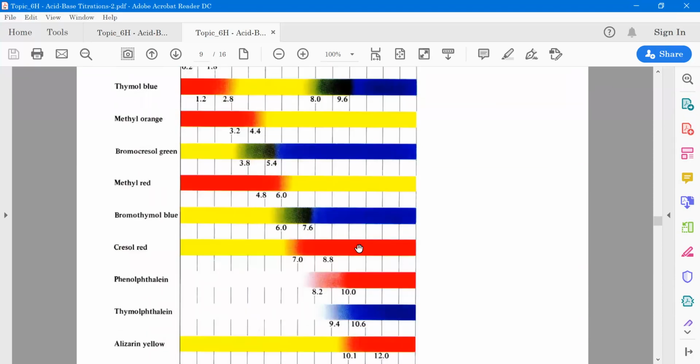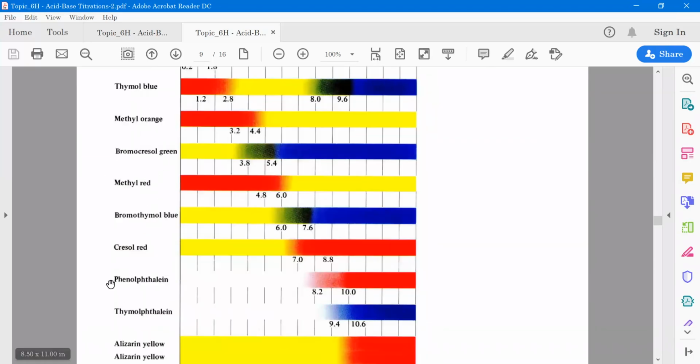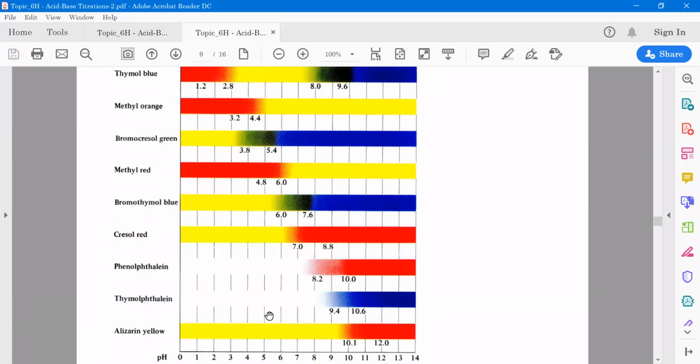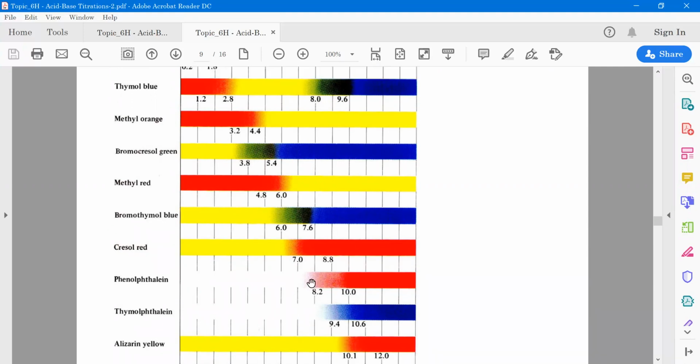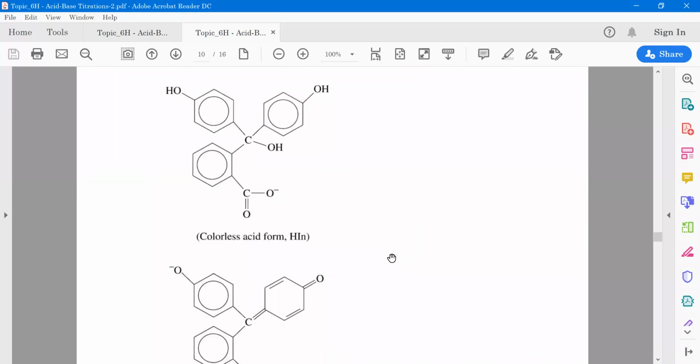Here's another set of values for other indicators, and you can see it shows the color change in pH ranges. Here's our phenolphthalein case again, where it starts changing at about an 8 to 10 range, something like that. Here's phenolphthalein, the one that we're all familiar with or have used.